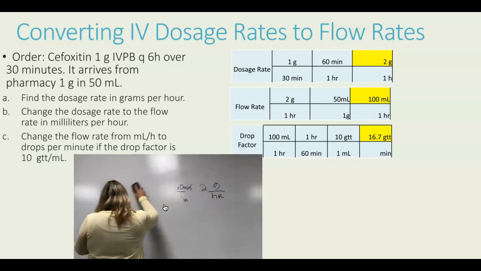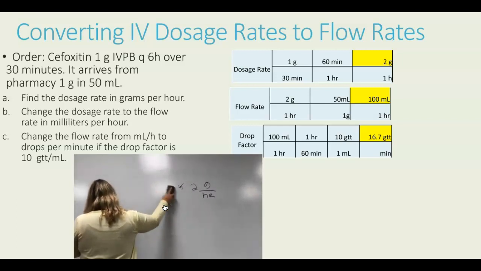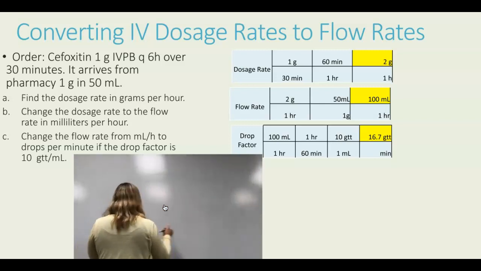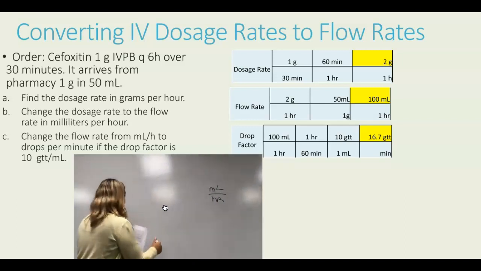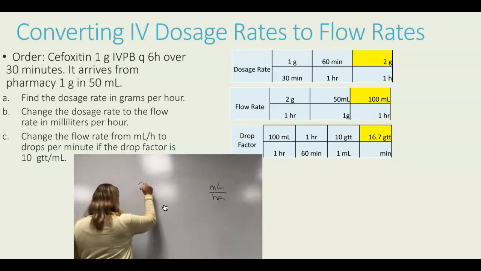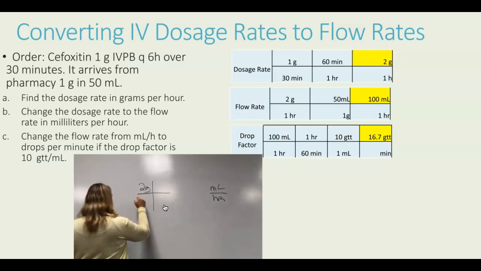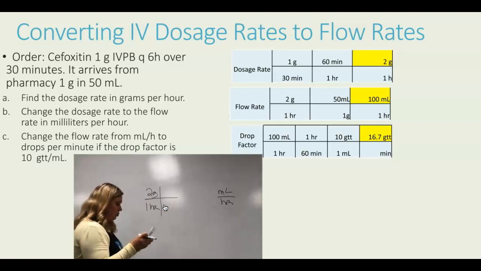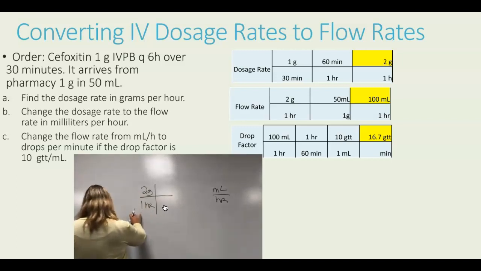B says change the dosage rate into a flow rate in milliliters per hour. So now I'm solving for milliliters per hour. Remember, before we went ahead and did this math, we've got 2 grams in 1 hour, because it's asking us to build off of this. It says change that dosage rate to milliliters per hour, which is what we're solving for. So I've got 2 grams in 1 hour.